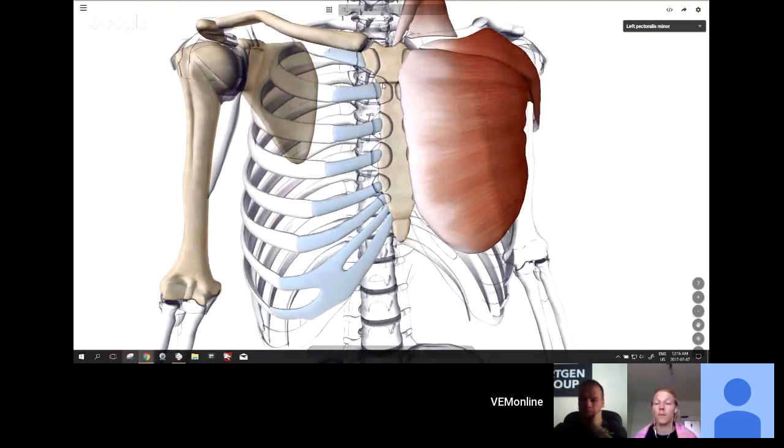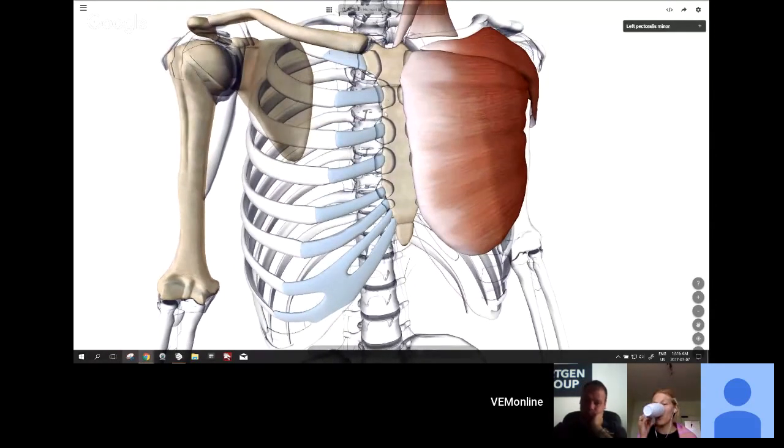And the sternal head, once again, is one layer up. The sternal head originates from the anterior lateral sternum, and then we go one layer deeper, and those are the deepest fibers, which go at about a 45 degree angle upwards, and they originate from the first, second, third, fourth, fifth, and sixth costal cartilages.